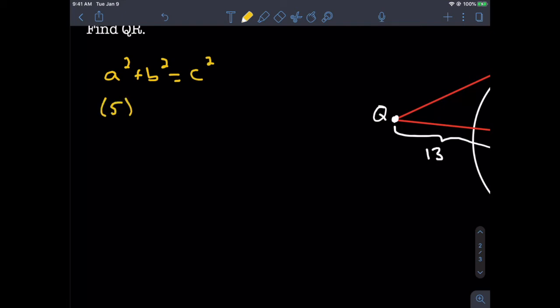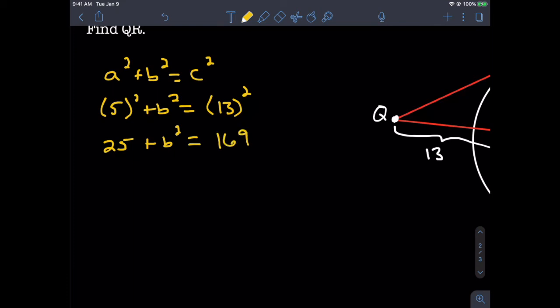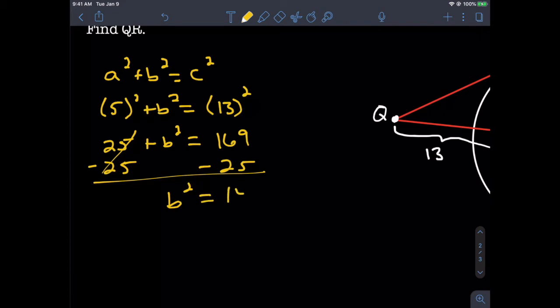5 is the leg. We're going to call that A just for convenience's sake. And our 13 is the hypotenuse, so we're going to put that in C squared, which means that our missing side QR is going to go with B. 5 squared is 25. 13 squared is 169. We want to solve for b squared. Start by subtracting 25 from both sides, like this right here. And that is going to give us a next step of b squared is equal to 144.